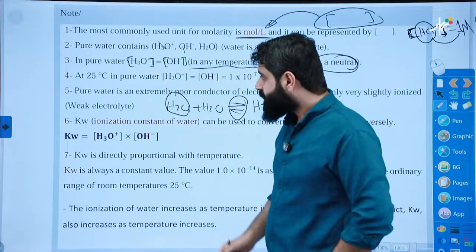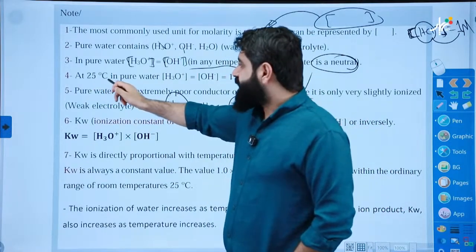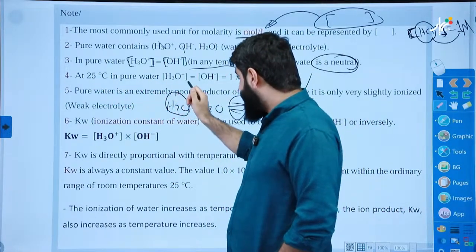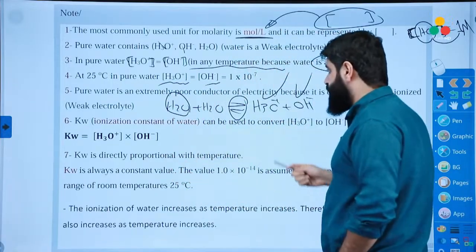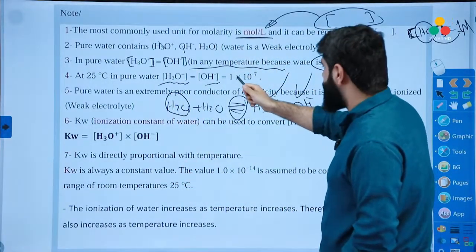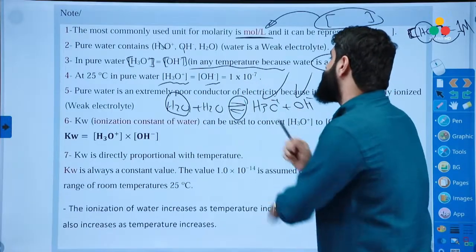Good. Point number 4. At 25 Celsius degree, again, H3O and OH are equal in pure water, and you should know both are equal to this number, 1 times 10 to negative 3 molar.